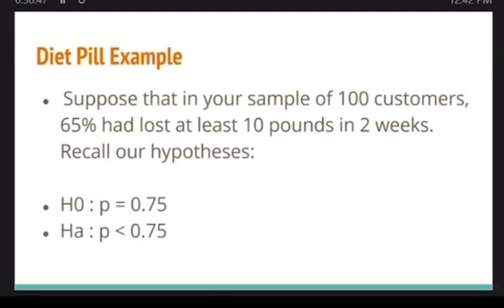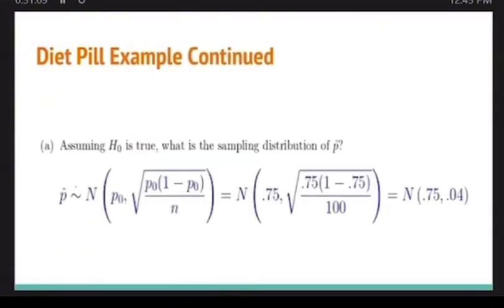Then what is 1 minus p? 1 minus p will be 0.25. 0.25 times 100, that is 25. That is also greater than 10. When that happens, I can assume normality. Normality facilitates the use of the z-score. Because of that, I'm going to say the sampling distribution of p is normal.